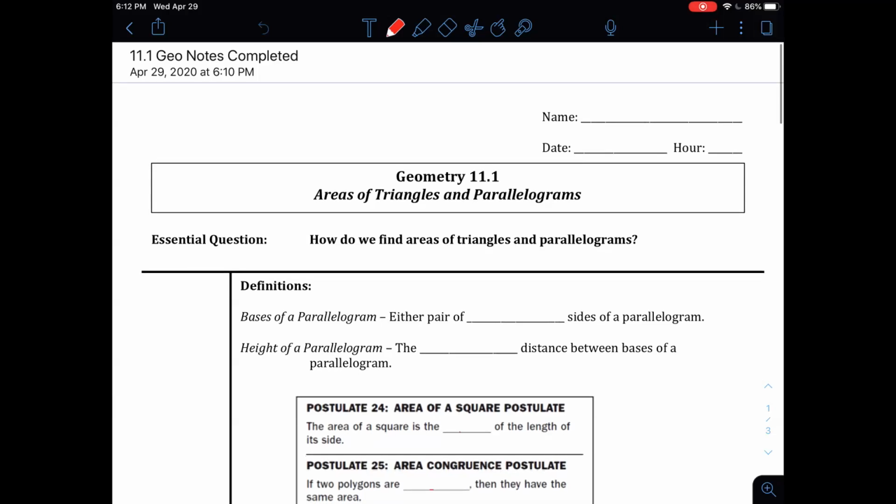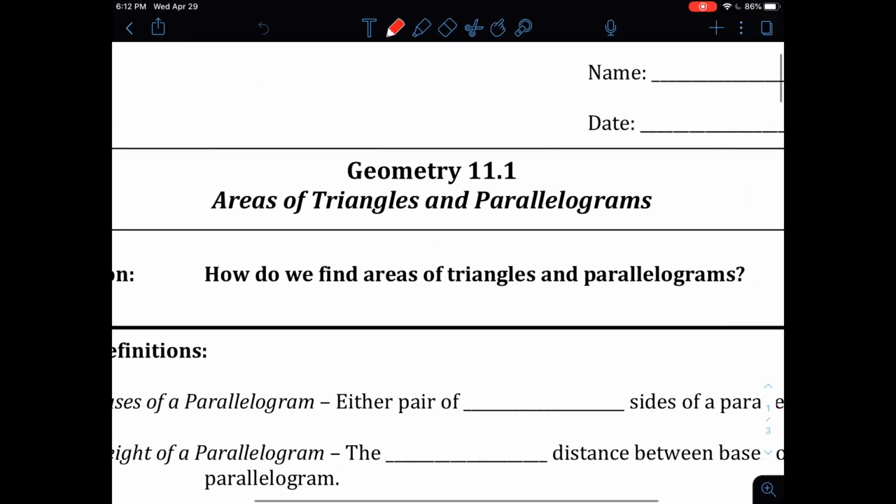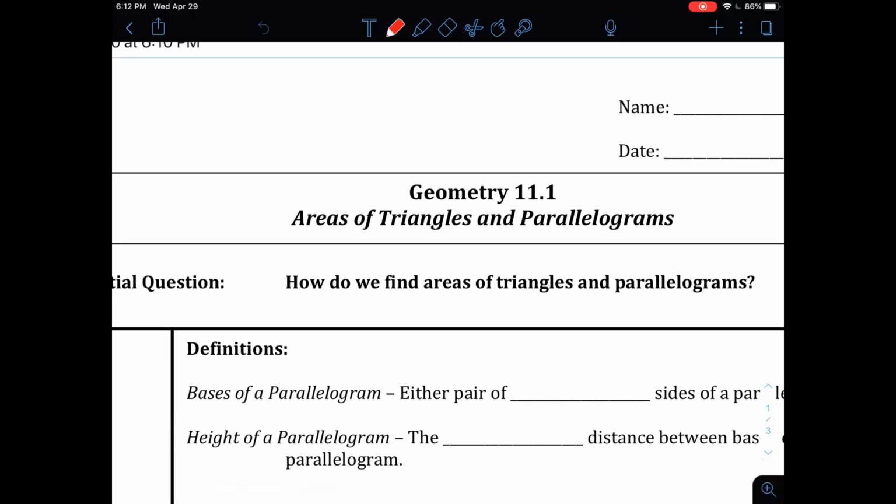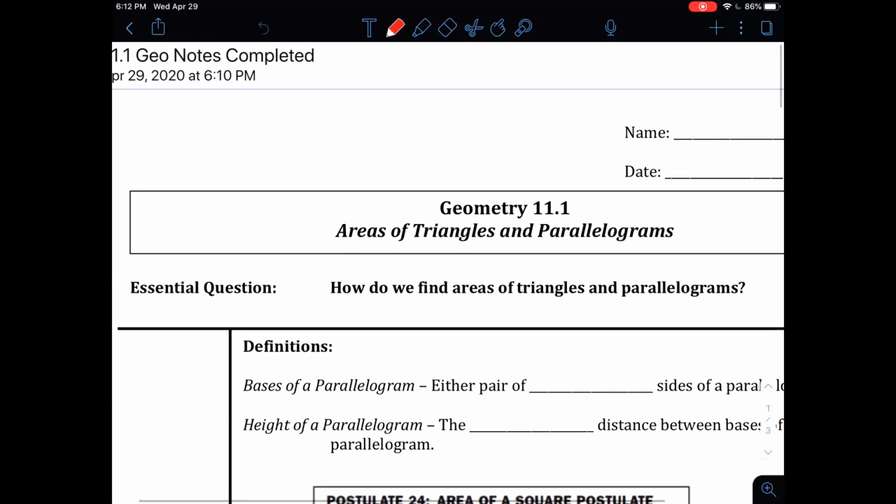Name of the lesson, ready? 1, 2, 3. Areas of triangles and parallelograms. Essential question, ready? 1, 2, 3. How do we find areas of triangles and parallelograms?